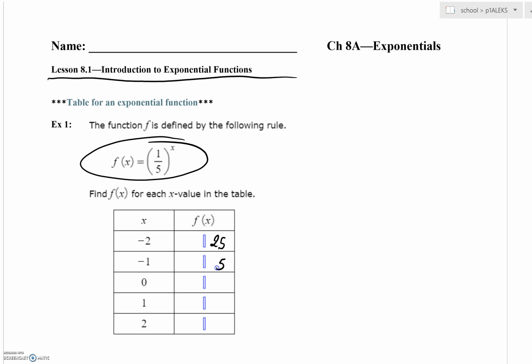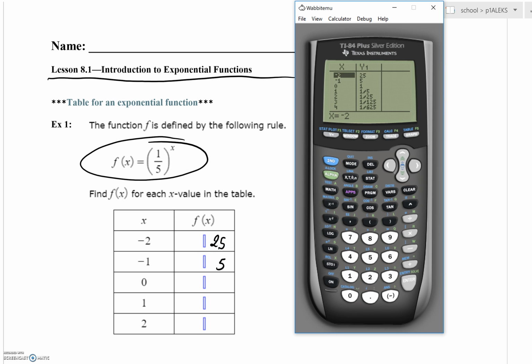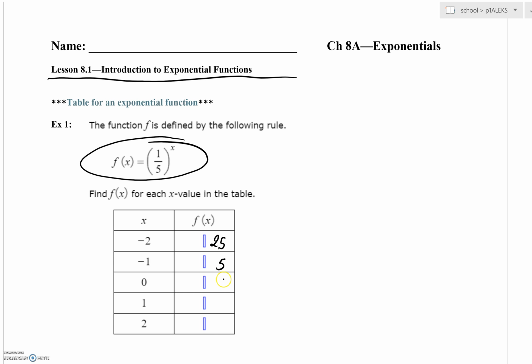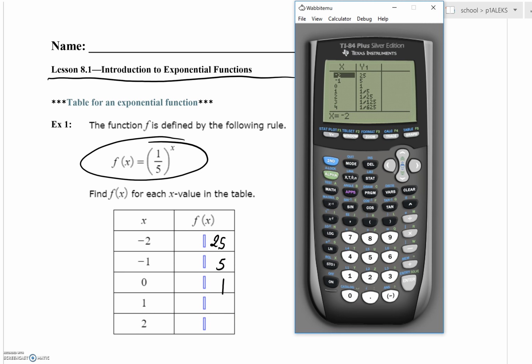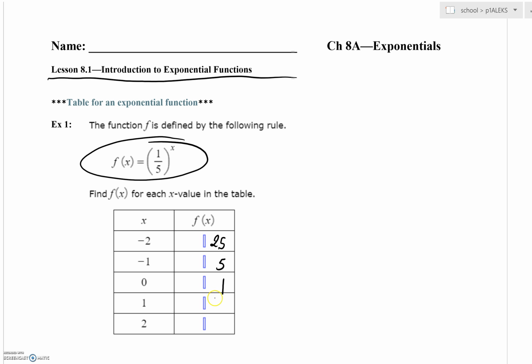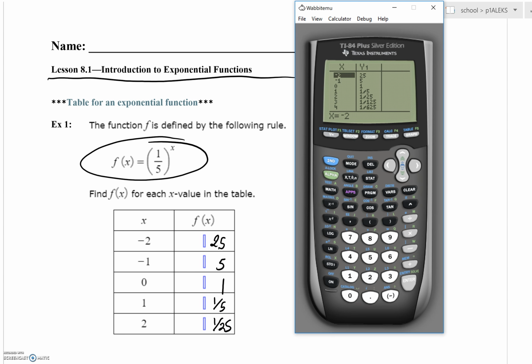At -1, you could see we were at 5. At 0, we're at 1. As I raise up to the 1 power, I'll be at 1/5. And then when I plug in a 2, you can see from the table that we get 1/25.